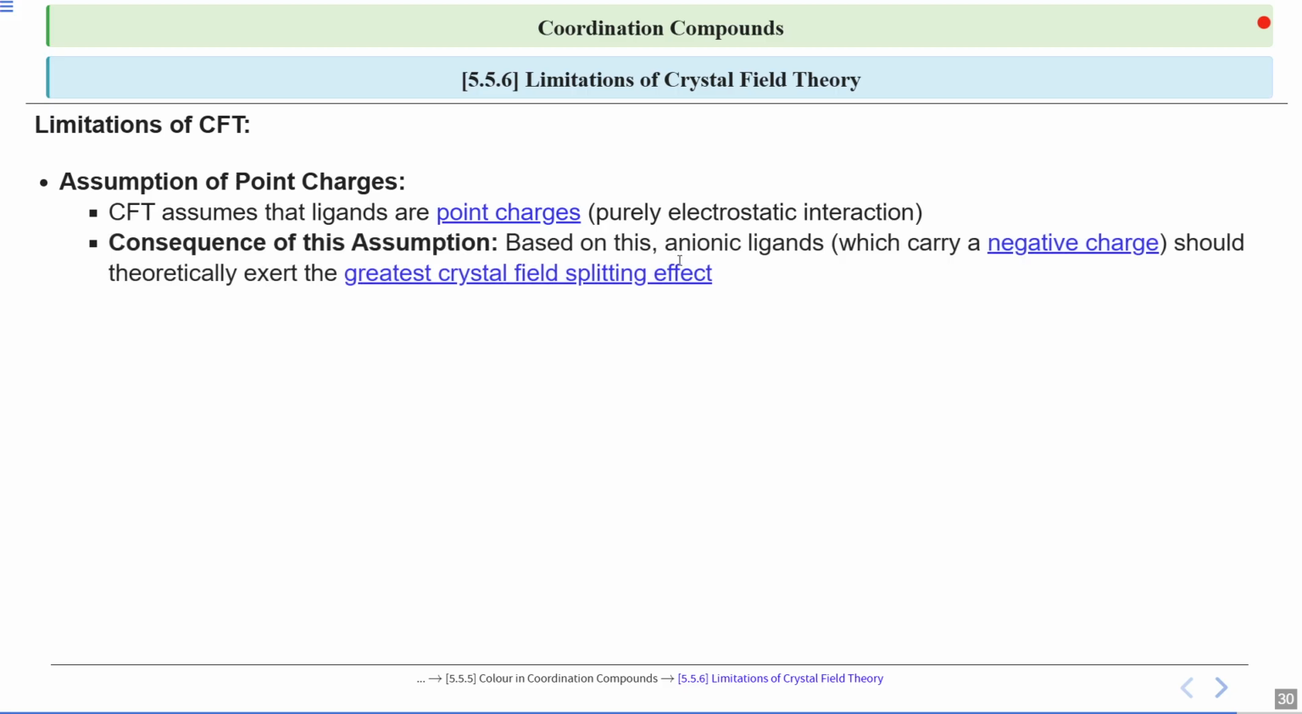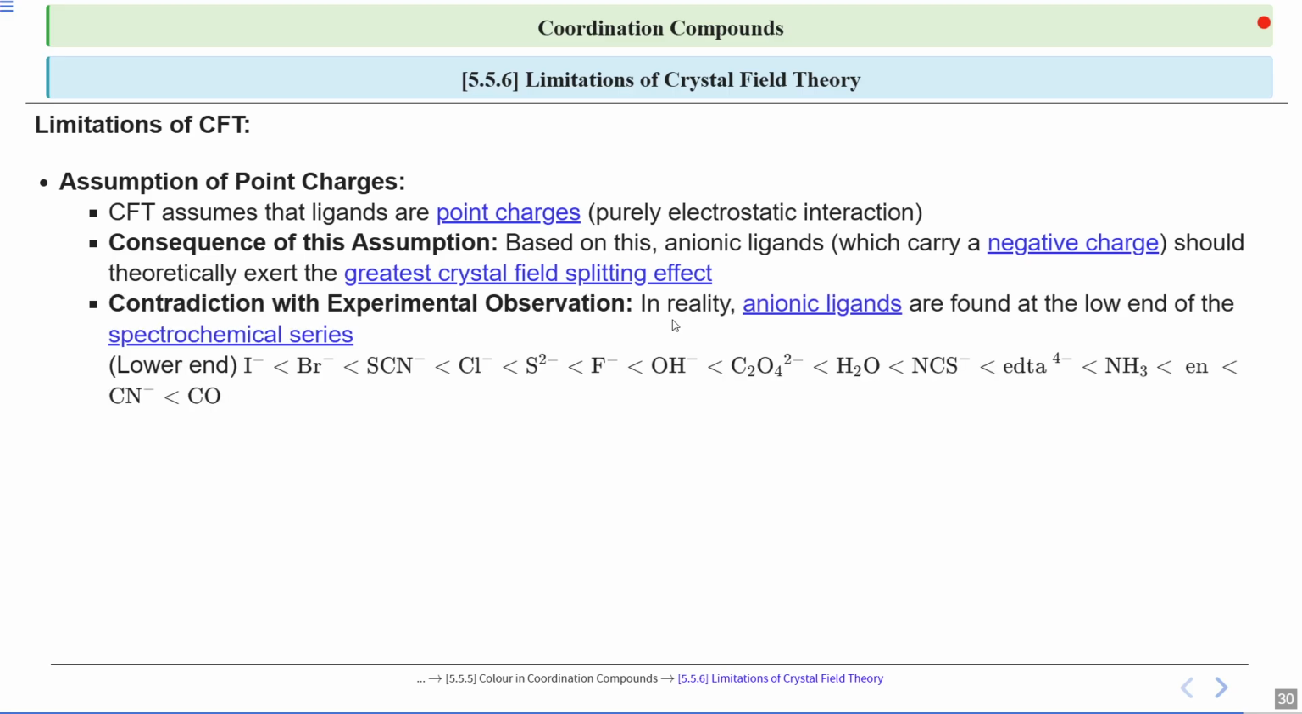The consequence of this assumption is that, based on this, the anionic ligand, which carries a negative charge, should theoretically exert the greatest crystal field splitting effect, right? Because it is a negative ligand, it is carrying negative charge, it is an ionic ligand. So on the basis of the concept of an ion, it should exert the greatest crystal field splitting effect. Okay, but it is not so in all the cases. So that is the consequence of this assumption made by the CFT that all the ligands are point charges.